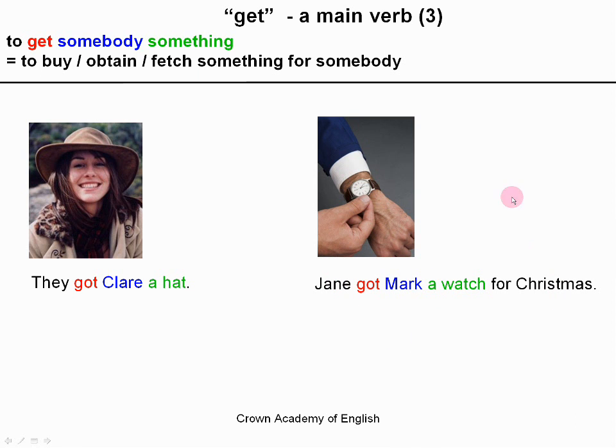So we use this very often for when we are talking about offering a gift to somebody. Okay, so we have the verb, the person, then the object. Notice that there are no prepositions here. We do not say to Mark, or we do not say for Mark. It's the verb, then the person, then the object.